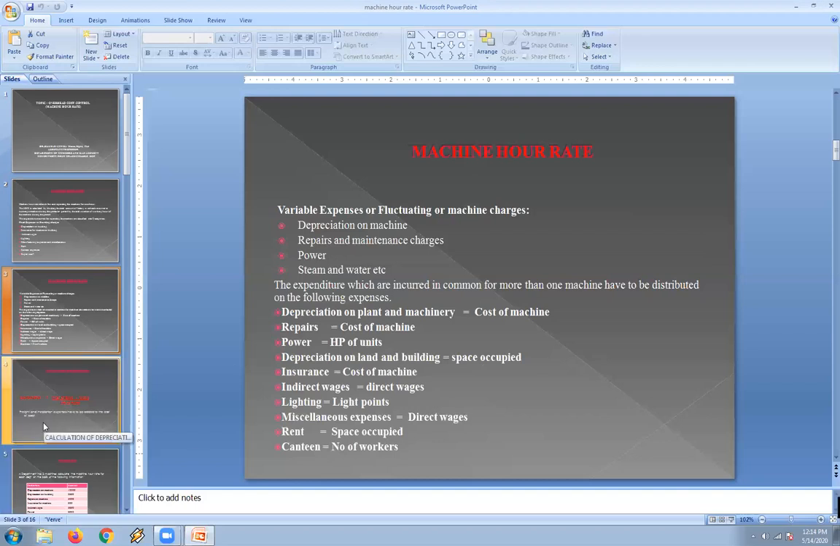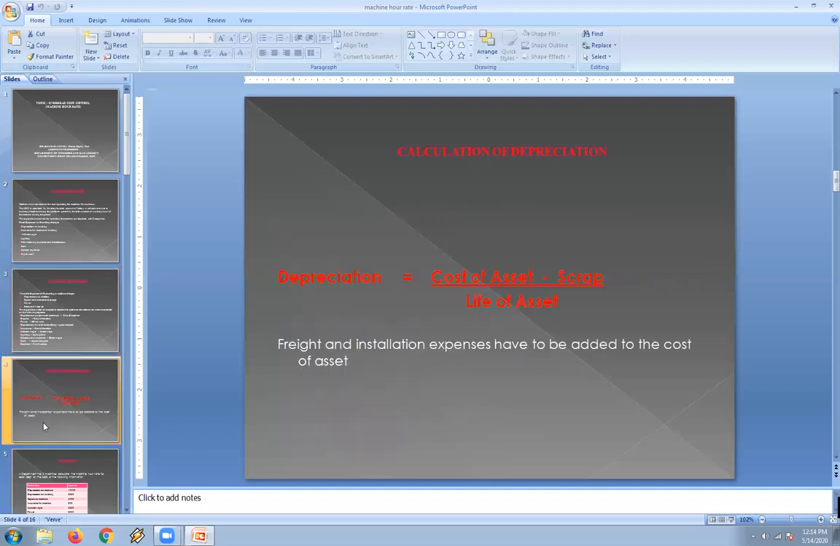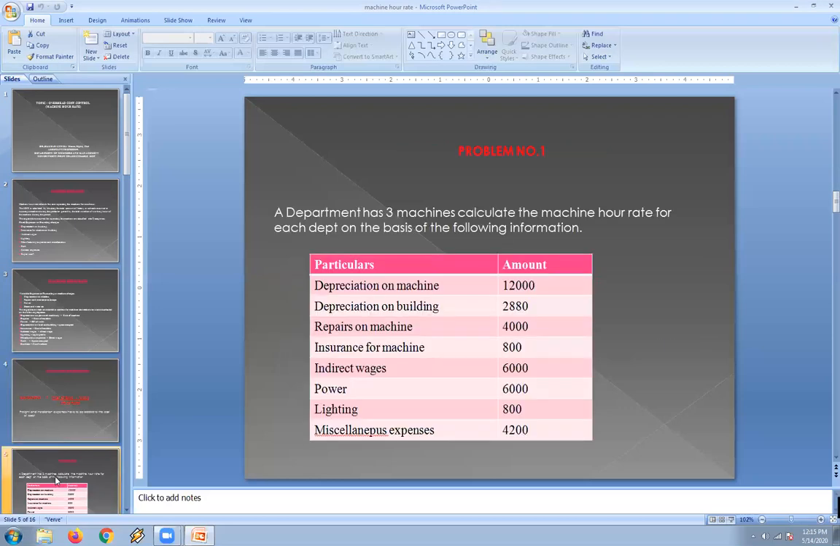While calculating the machine hour rate, first we have to calculate the depreciation. The formula for the depreciation amount is the cost of asset minus scrap divided by life of asset. For the calculation of this depreciation, if freight and installation expenses are given in the question, they also have to be added to the cost of asset. Let us see a problem on how to calculate the machine hour rate.